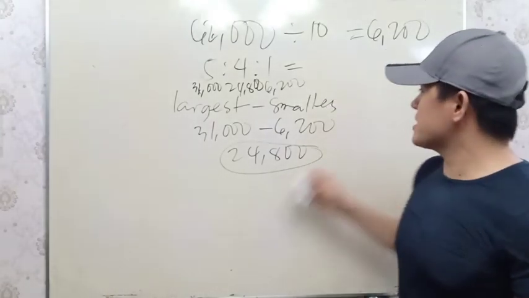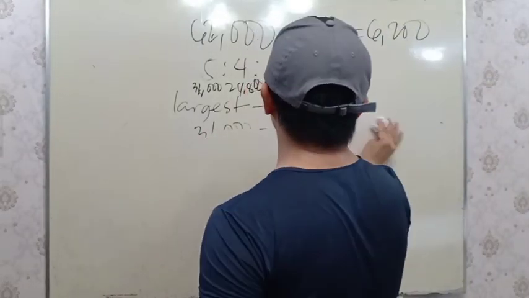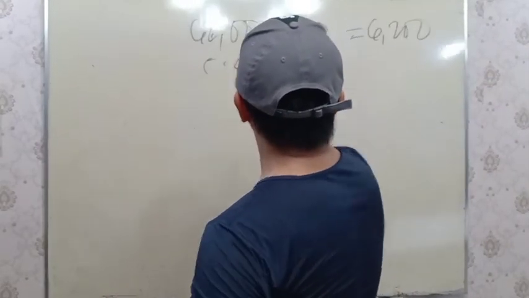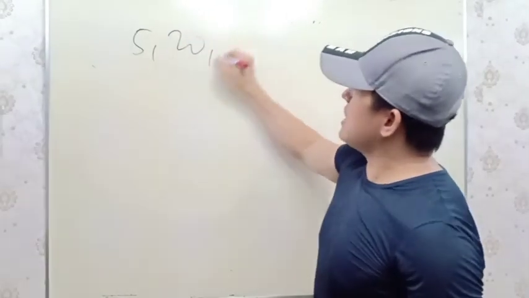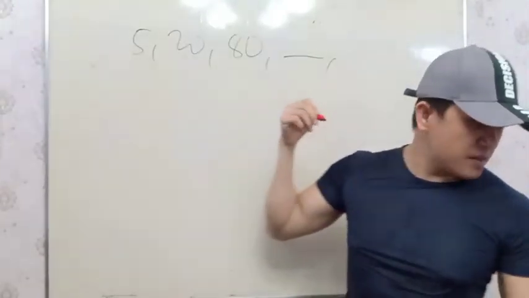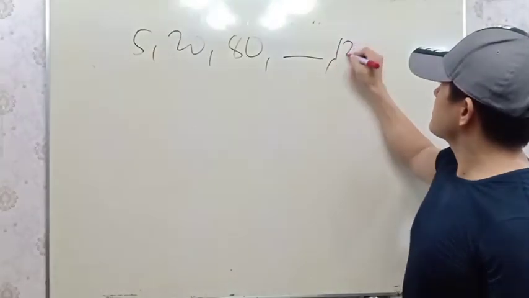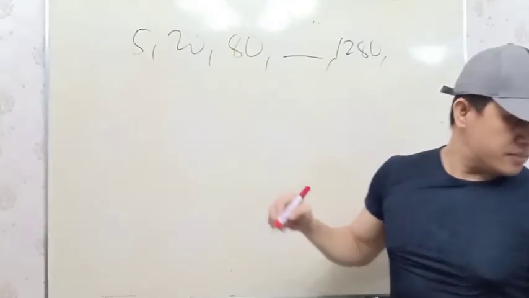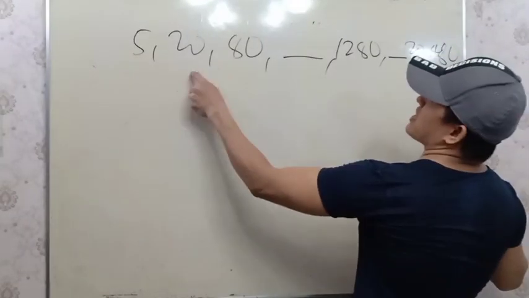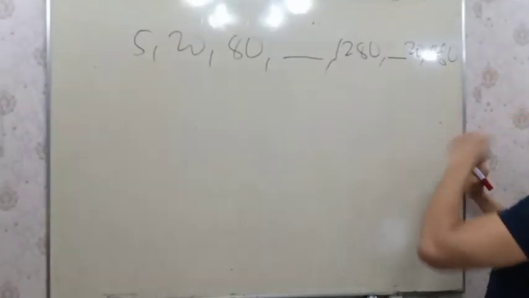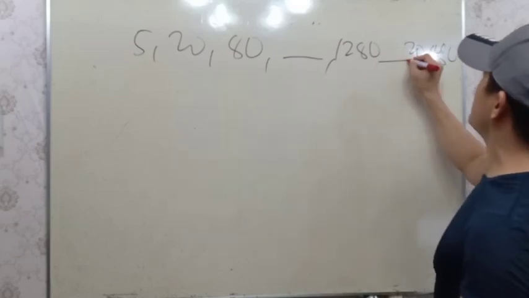Next one. What is the missing term? This one is a pattern. What is the missing term in the series? Okay, so that is 5, 20, 80, 1,280, and then 20,480. So what's in between?